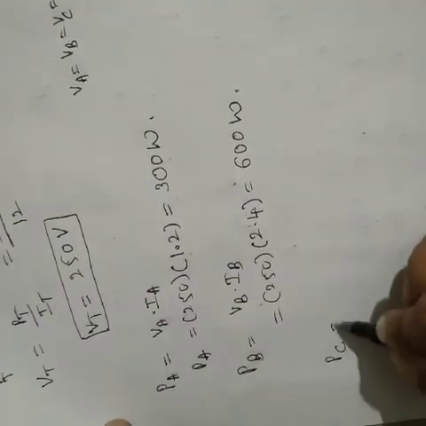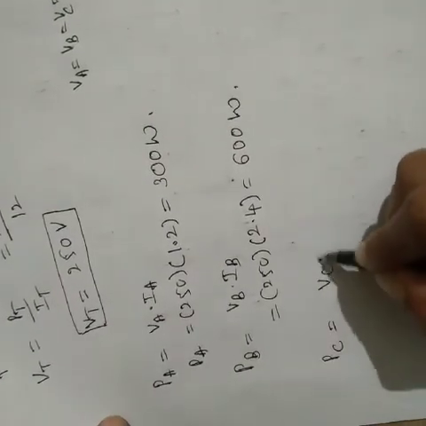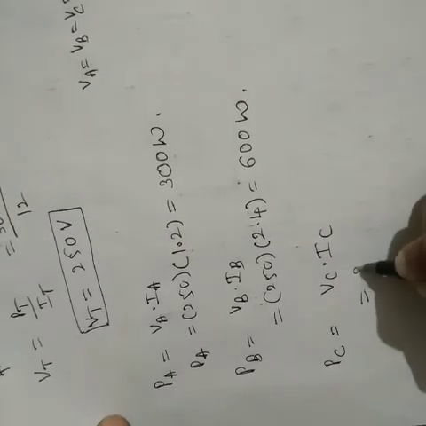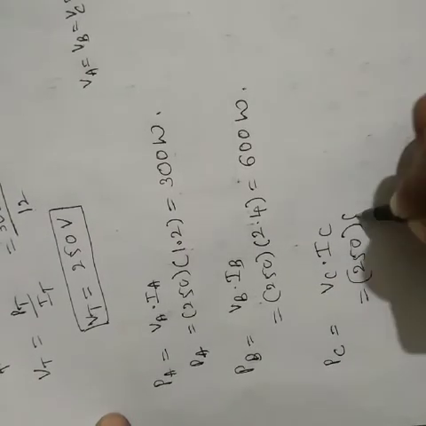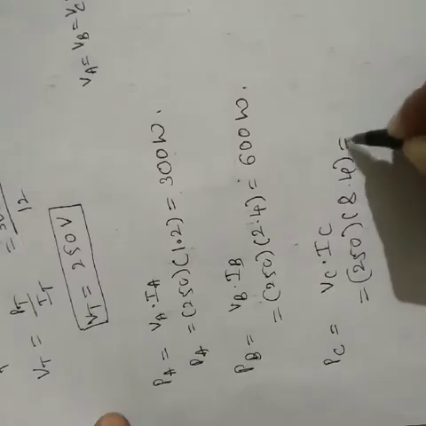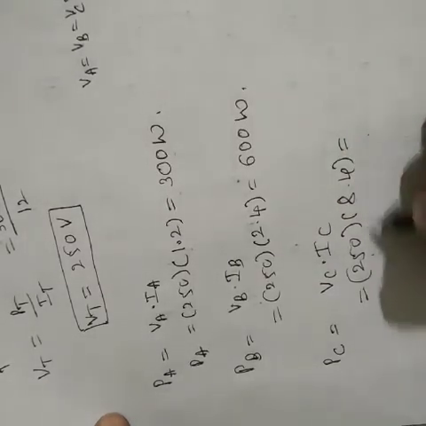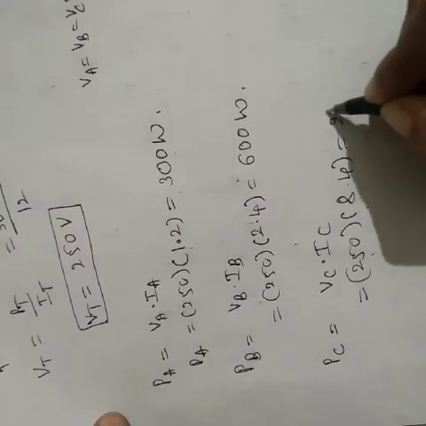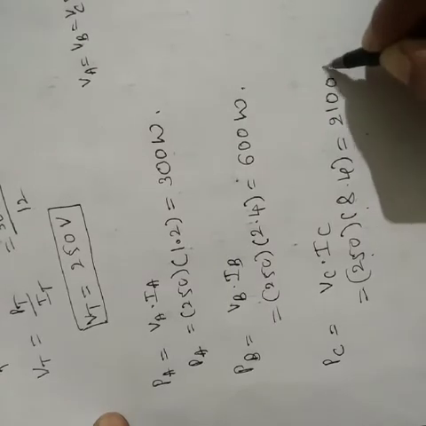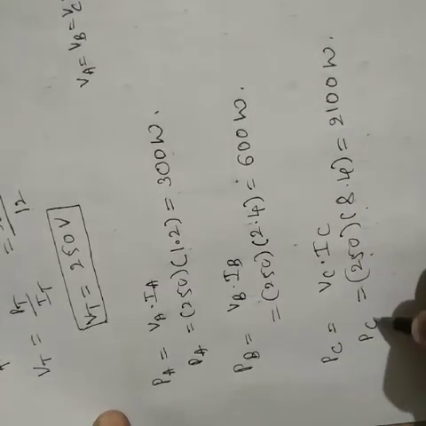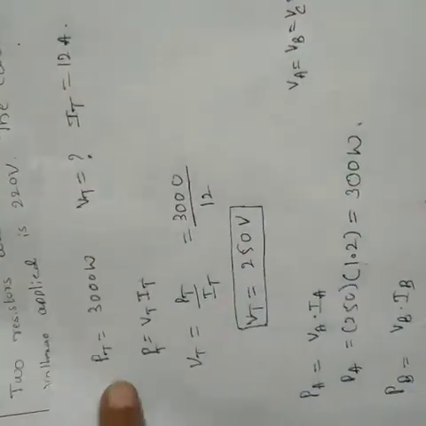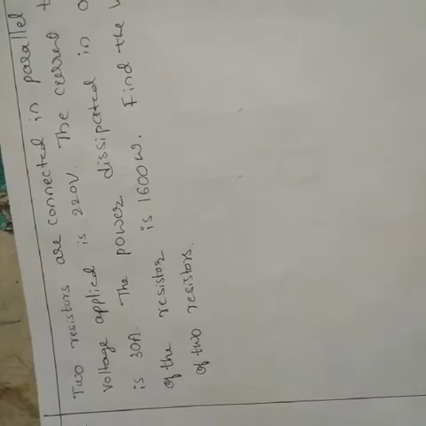Therefore, power consumption in C resistor, VC into IC. VC is 250, IC is 8.4. Multiply 250 into 8.4 using a calculator, you are getting the answer 2100 watts. Then you can add all these, you are getting 3000 watts. Okay, this is your third problem. Then let us see the fourth problem.